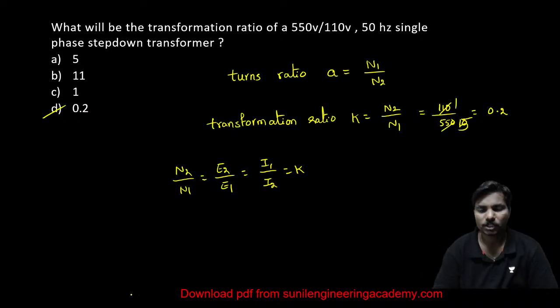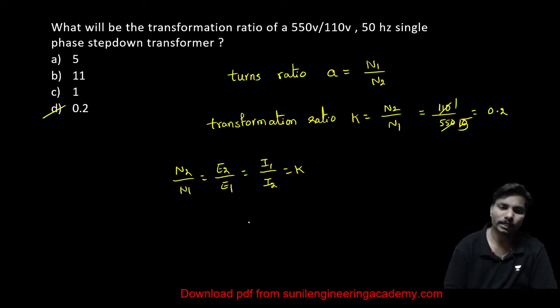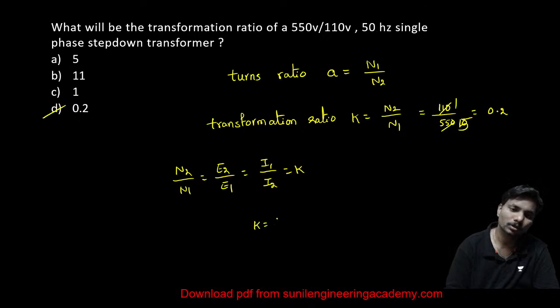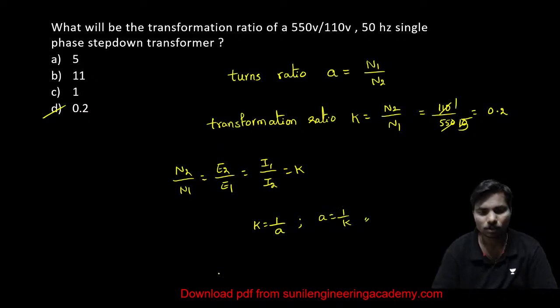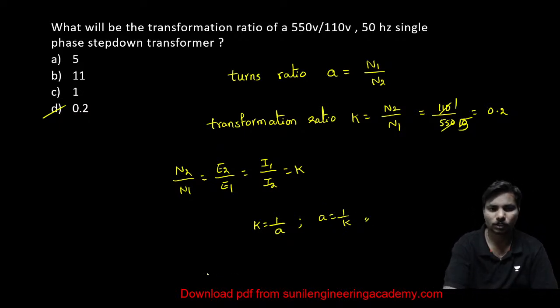So transformation ratio is nothing but N2 by N1 or E2 by E1 or I1 by I2. Turns ratio is nothing but N1 by N2. So you can say K is equal to 1 by A, or A is equal to 1 by K. Okay, coming to the next question.